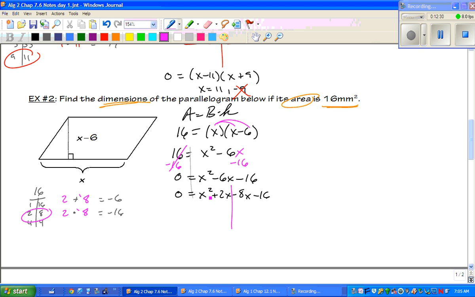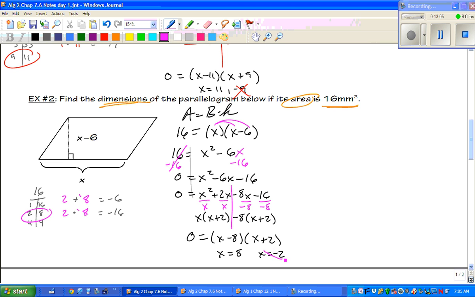Okay, I did the box method for the first one. I'm going to do splitting the middle term here. Pull out the GCF, pull out a negative 8. We get x plus 2. And right in the back, after we pull out the negative 8, we get x plus 2, which is good, because that's what we're looking for. x minus 8, x plus 2. And when you set those equal to 0, our answers are x equals 8 and x equals negative 2.